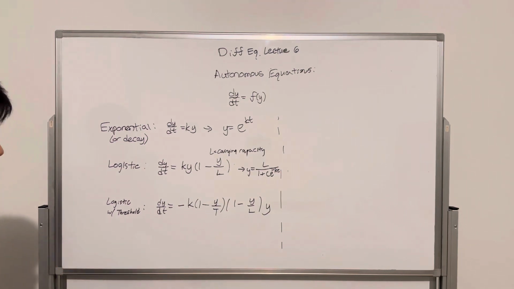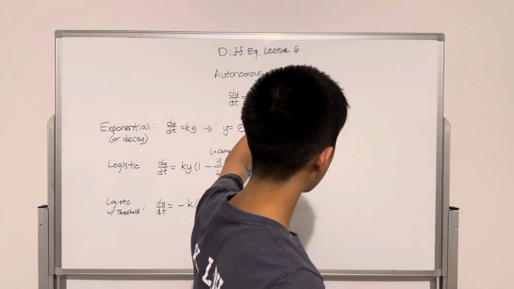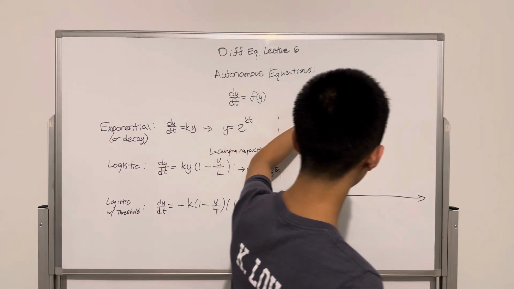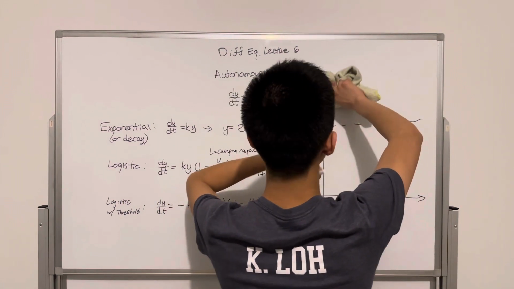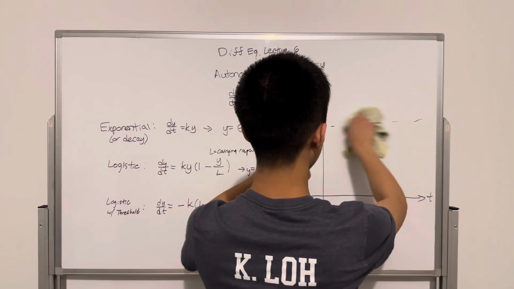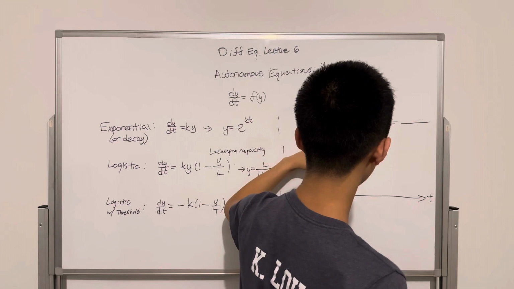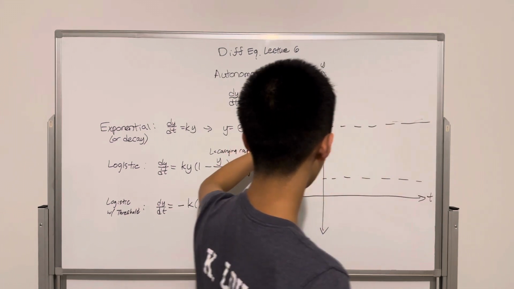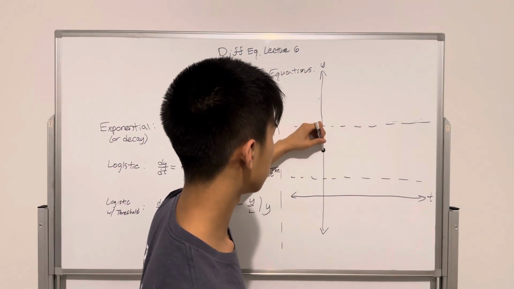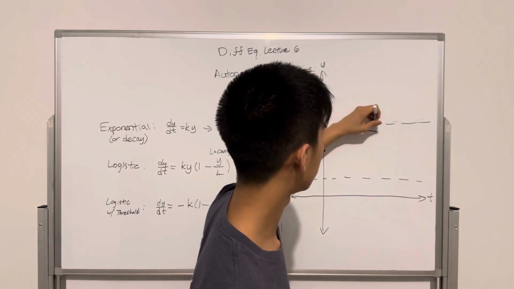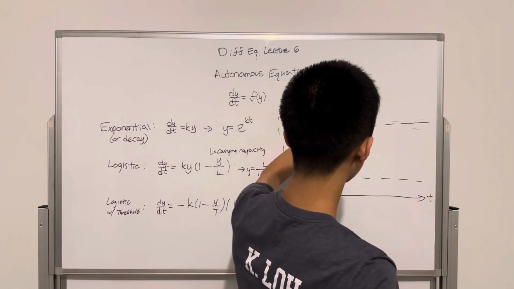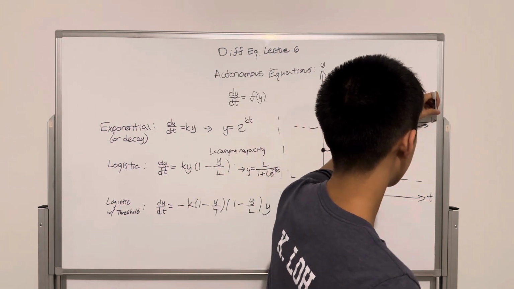So logistic with threshold, very much like the logistic differential equation that I just covered. It has a maximum carrying capacity. So this is y, this is t. But in addition to a max carrying capacity, there's also a minimum that it must have. So say you have like a point here. Well, it's going to initially have exponential growth because there's enough resources, but then it's going to kind of just go to carrying capacity.